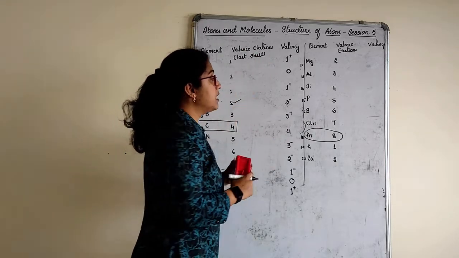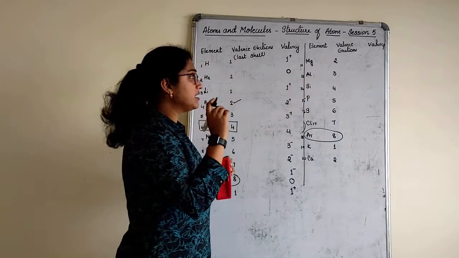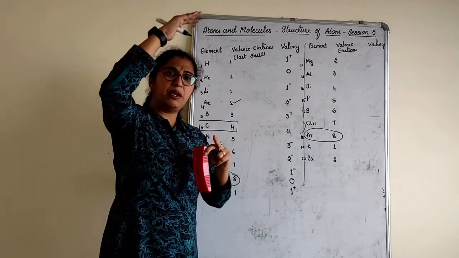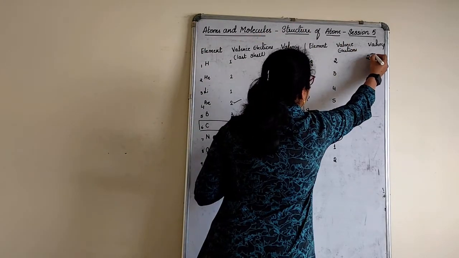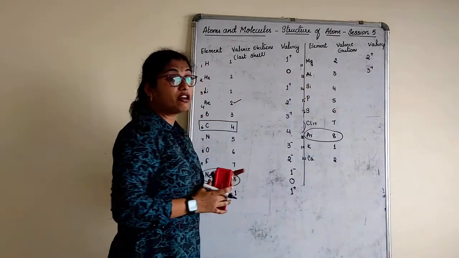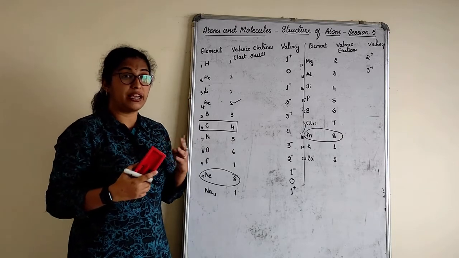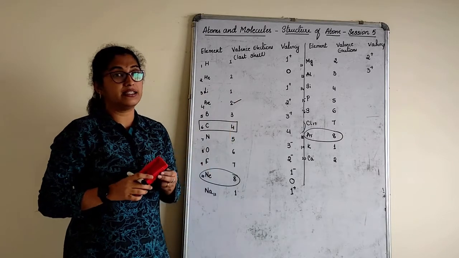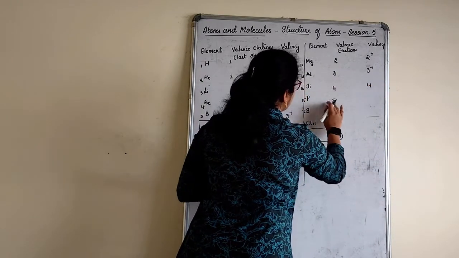Okay. Next. Magnesium. When I talk about magnesium, it can give 2. When it is 3 and below, write whatever is in that same thing. So this is 2 plus. Aluminium is 3 plus. Again, silicon has a tendency that wherever 4 comes, they can actually share. Sharing, you will study that in chapter in 10th standard. So I only write 4 here.